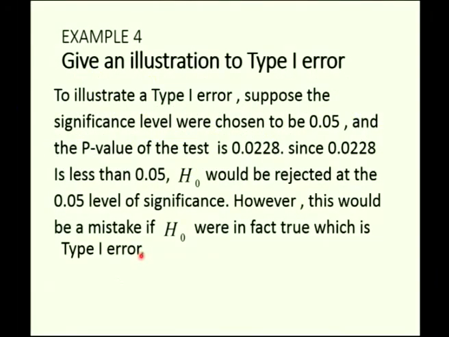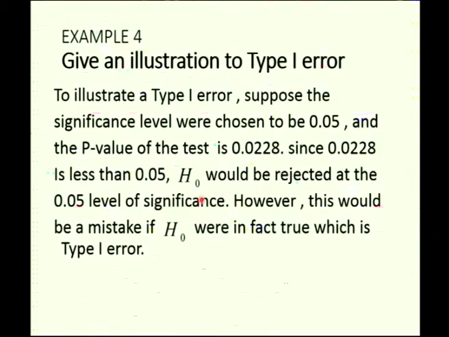Okay. So, let me give an illustration of type 1 error. Suppose the significance level were chosen to be 0.05 and the p-value of the statistic is 0.0228. This is the assumption made, that is the level of significance is 0.05 and the test value of the statistic is 0.0228, and 0.0228 is less than 0.05. When you draw the diagram, you just see area 0.0228 is contained in the area of 0.05 when shaded. So, H naught would be rejected at the 0.05 level of significance.